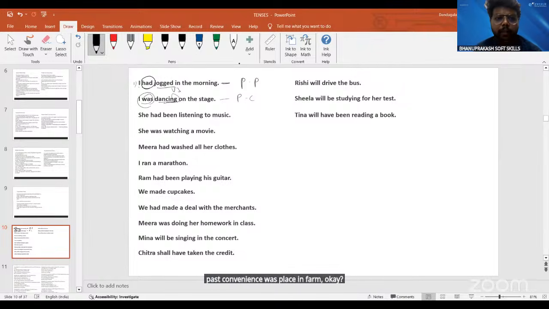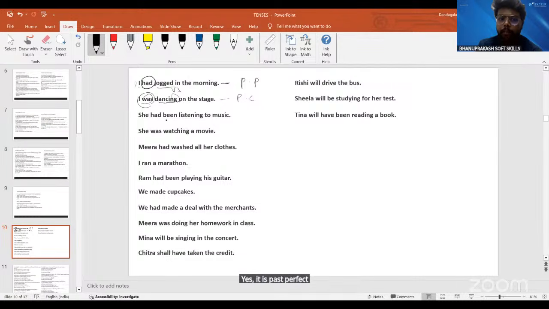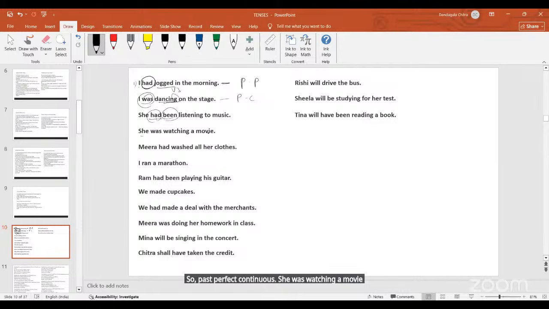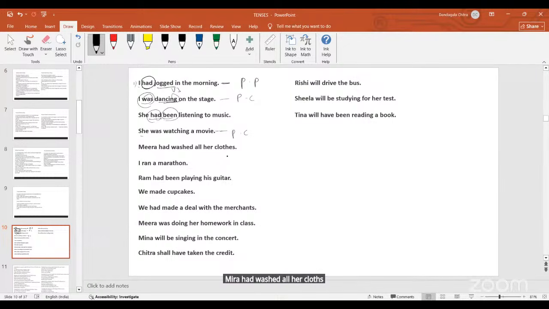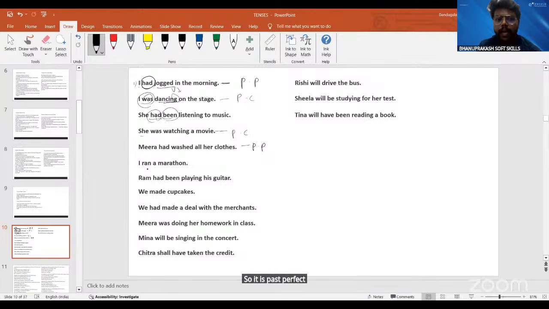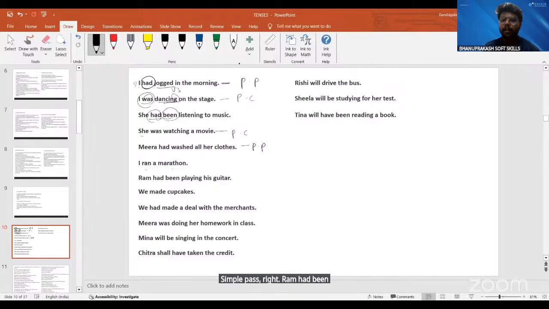And next, she had been listening to music. Past perfect continuous. Had been. Been means perfect continuous. Had means past. So past perfect continuous. She was watching a movie. Past continuous. Meera had washed all her clothes. Past perfect. I ran a marathon. Simple past.